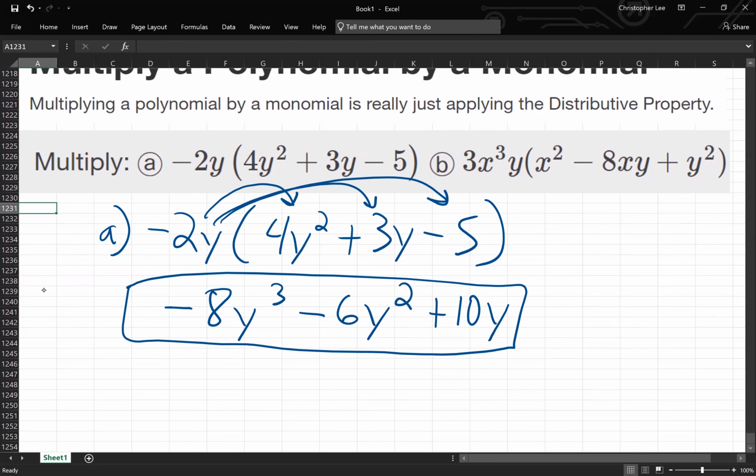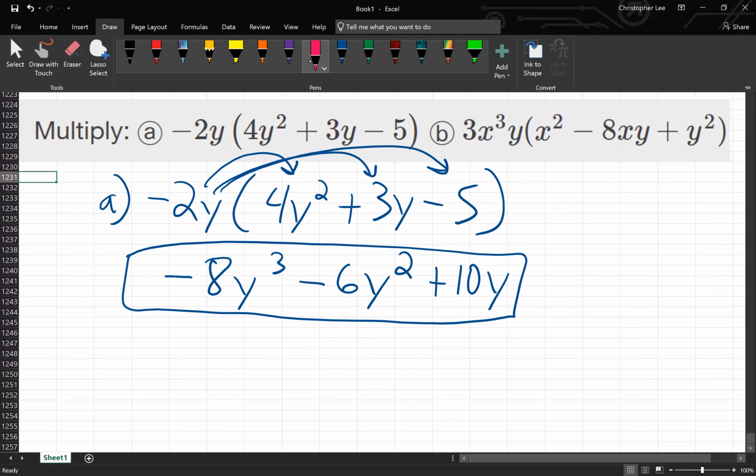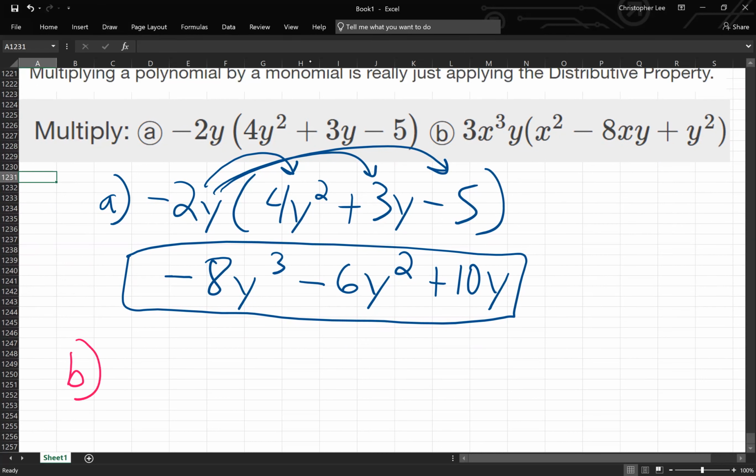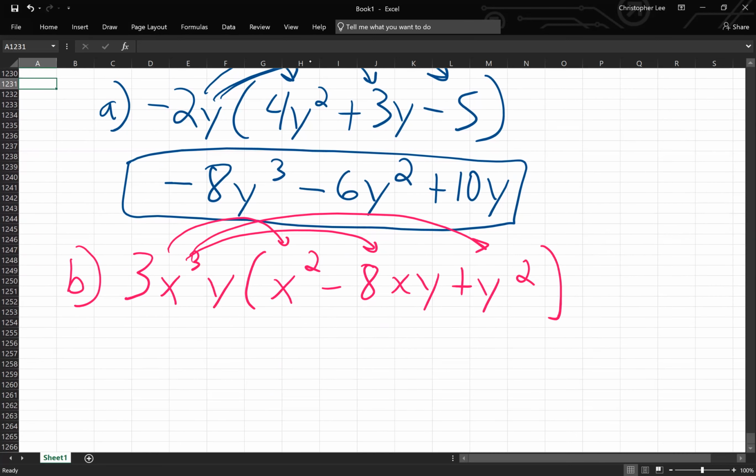All right. Let's do something a little bit harder. Let's look at B. So for B now, I have 3x to the third power times y times x squared minus 8xy plus y squared, right? Same game, just distribute. Boom, boom, boom, right? So what do I have? What's my answer?